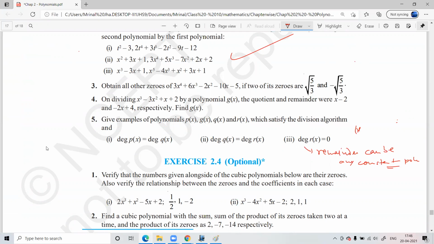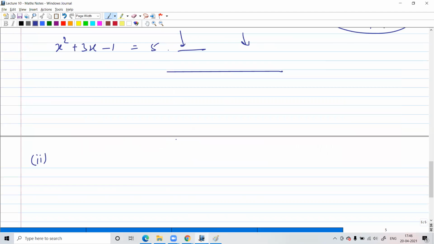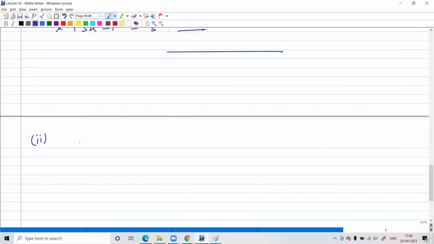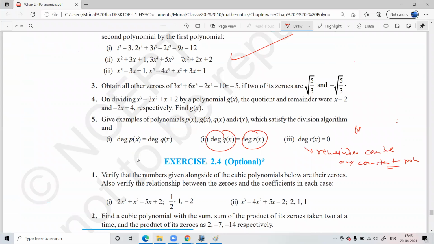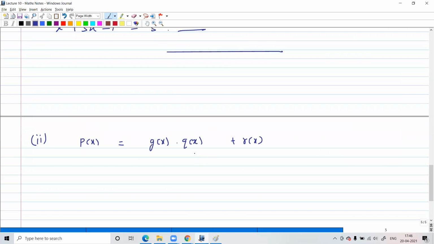So in this question, they're saying that degree of q(x) is equal to degree of r(x). So again, write down the division algorithm: g(x) q(x) plus r(x). Now degree of q(x) and r(x) has to be same.